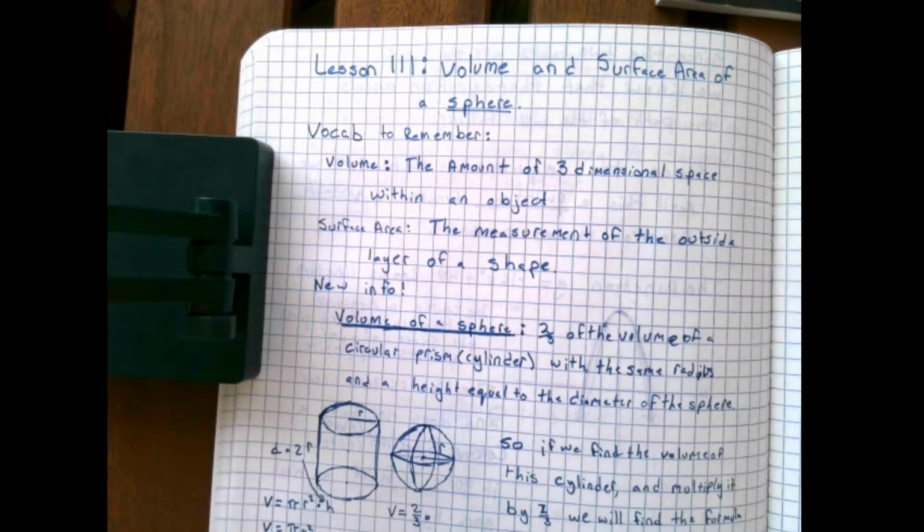Now, before we get into the lesson, there's some vocabulary that you're going to want to remember. The first one is volume. Remember that volume is the amount of three-dimensional space within an object. The second one is surface area, which is the measurement of the outside layer of a shape. It's what's wrapped around the shape itself.